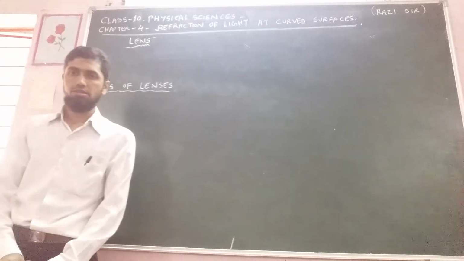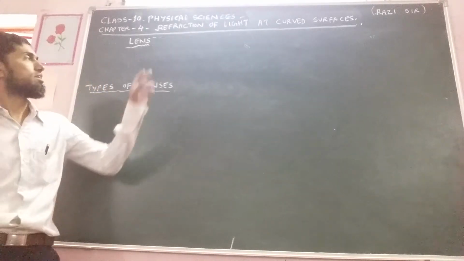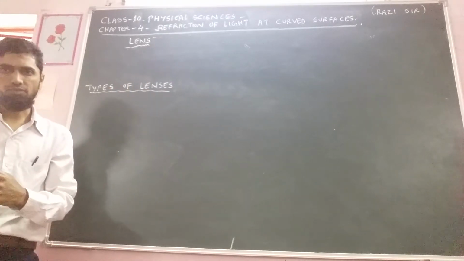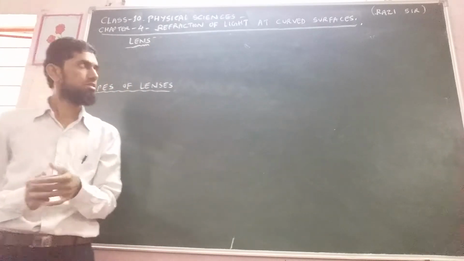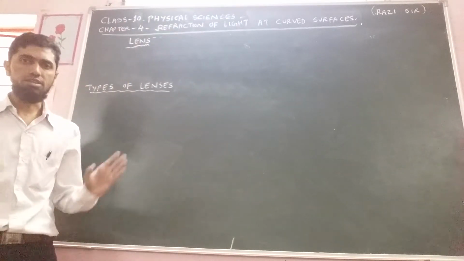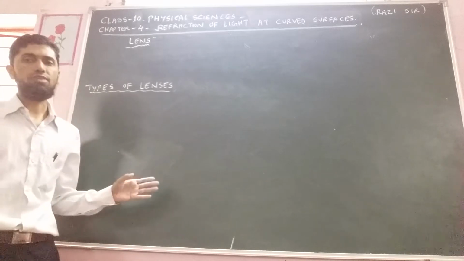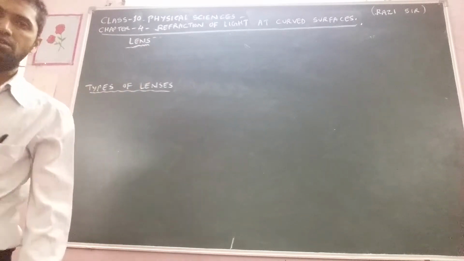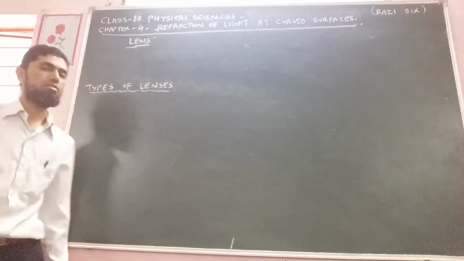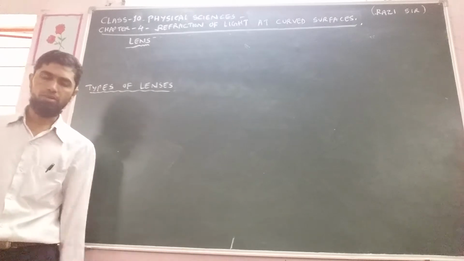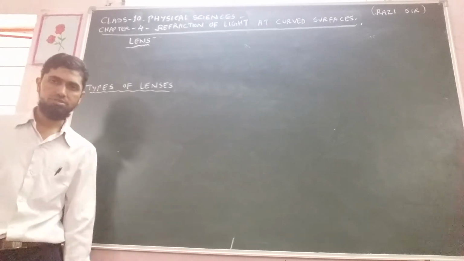Hi students, now let us learn regarding the lens and the types of lenses from chapter 4, refraction of light at the curved surfaces. In the curved surfaces we have different types of lenses. First, let us know what is a lens. For making a lens we need a transparent material medium. One of the best examples of a lens is our eye lens.